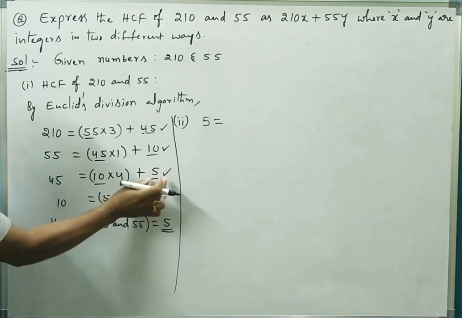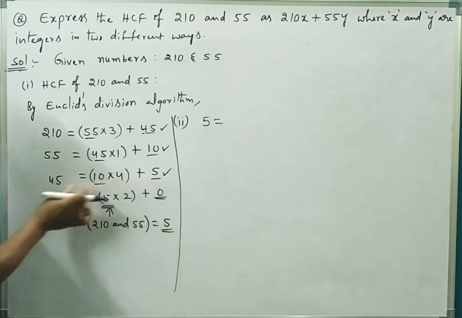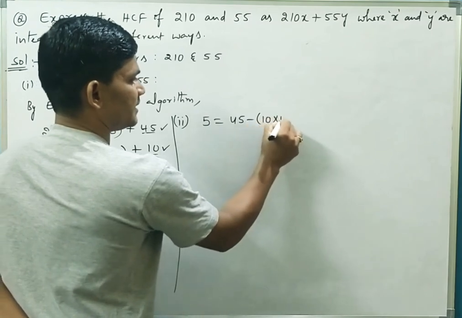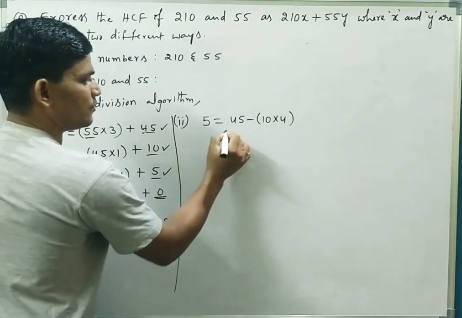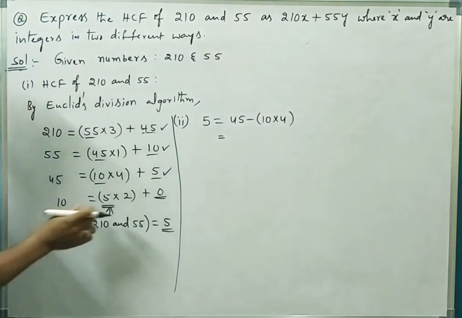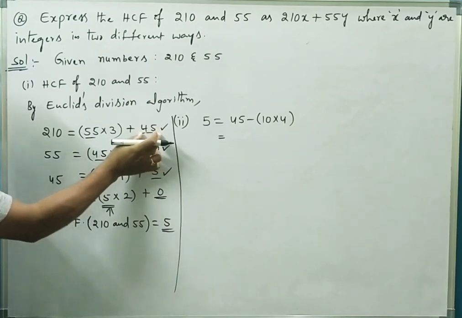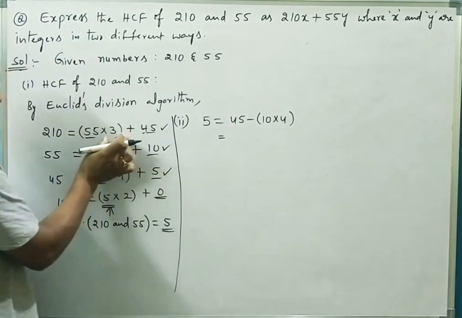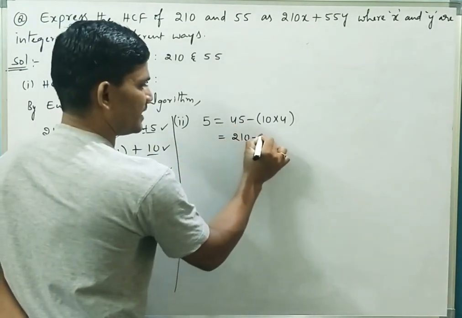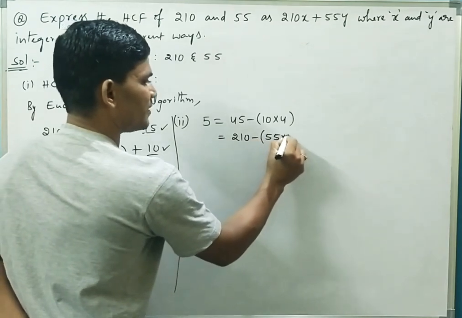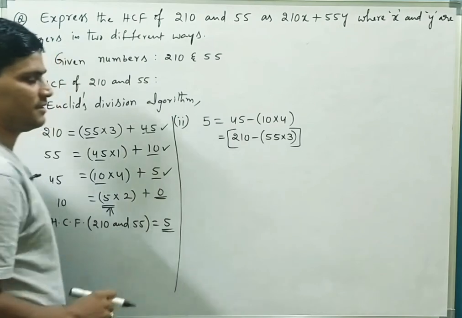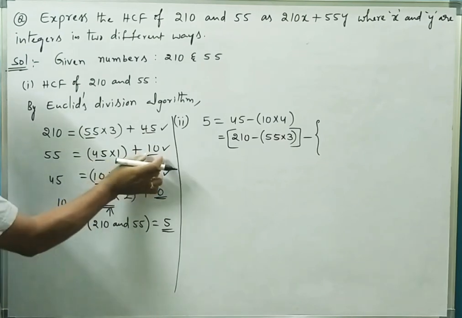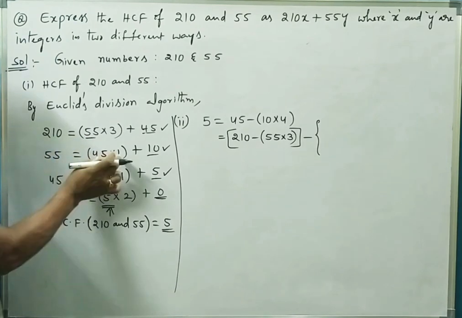Let us see. Where is 5 as remainder? Yes, we have to start from here. So 5 can be expressed as 45 minus 10 into 4. So 45 minus 10 into 4. Now you have to eliminate this 45 and 10. Where is 45 as remainder? Yes, so this 45 can be replaced by 210 minus 55 into 3. So instead of 45, from this equation, I am writing 210 minus 55 3 times. This is instead of 45 only, minus 10. Where is 10 as remainder? Yes, here. So this 10 can be replaced by 55 minus 45 1 time.